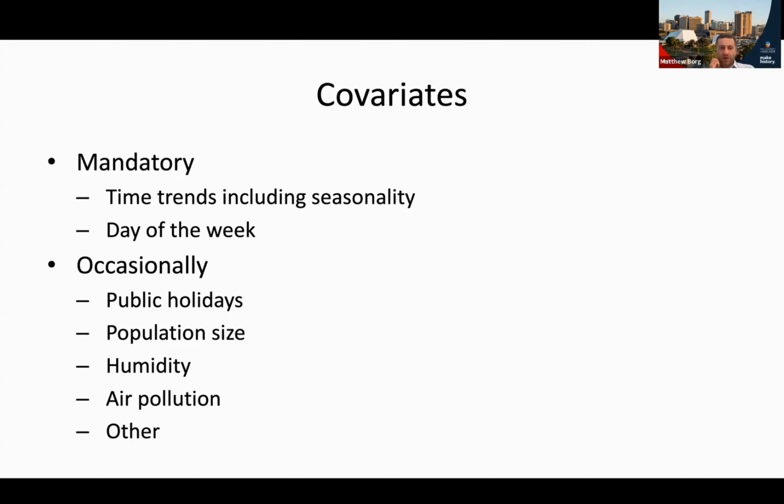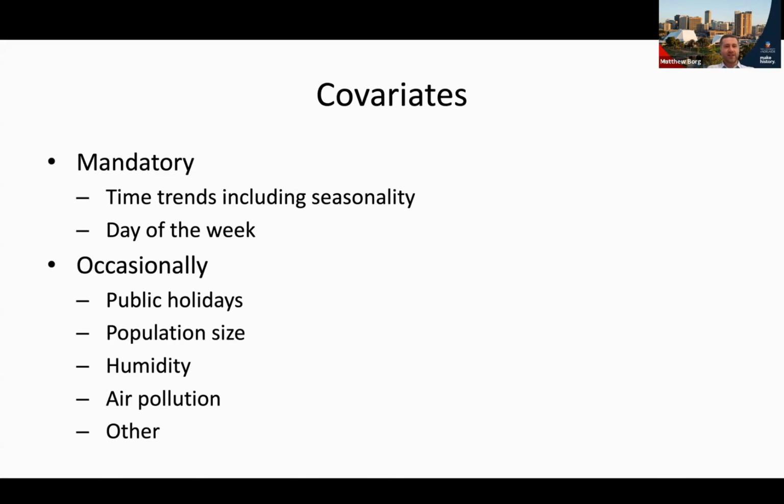Other covariates that are commonly modeled include public holidays. These, like day of the week, can also impact health outcomes, often being lower on public holidays. Population size is often not mandatory, since if you don't model it, it tends to be captured in the long-term trends, but it can still be helpful to include it in the models. Humidity is known to impact the relationship between temperature and adverse health outcomes, so you can include it in the model to adjust for it.